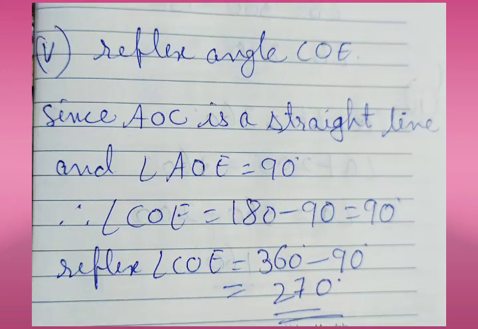Now next, subpart 5, reflex angle COE you have to find out. So since AOC is a straight line, then angle AOE is 90 degree. So COE will be equal to 180 minus 90 equal to 90 degree. And reflex means you have to subtract the given angle from 360. So 360 minus 90, 270 degree.